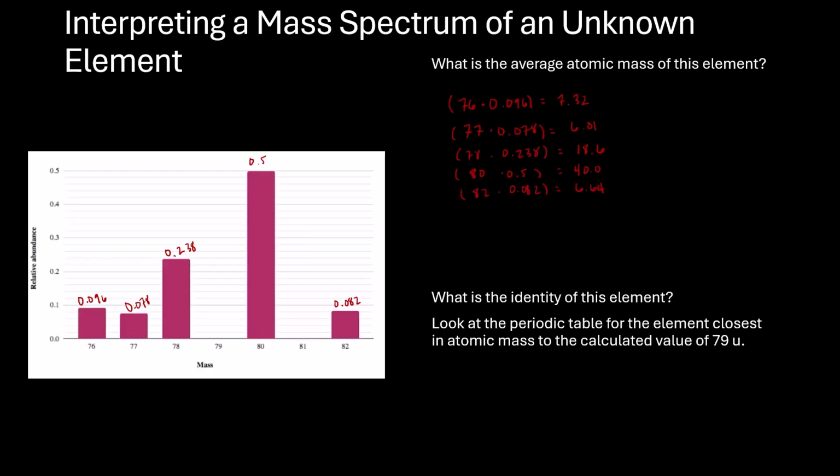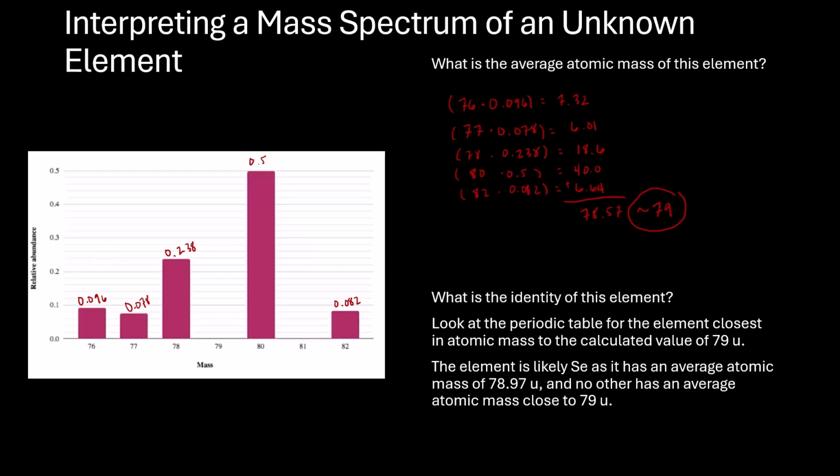And so once you do this, what you're going to do is add up all of your results. And once you add up all of your results, you should get 78.57. I'm going to round this to approximately 79. And so this should be the average atomic mass that you should find on your periodic table, somewhere around 79. And so you look at the periodic table and find the element closest in atomic mass to your calculated value. And what you should get is selenium, with an average atomic mass of 78.97.